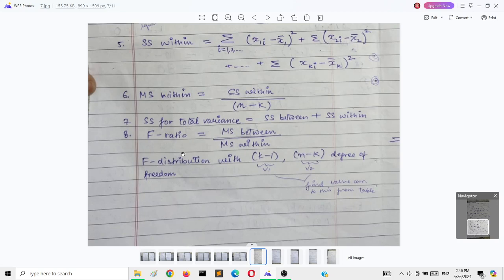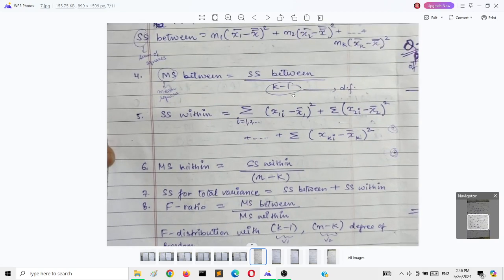Now we have the F distribution with k minus 1. So what is the degree of freedom? We also need to calculate the critical value, right? So we'll calculate the critical value with the k minus 1. So you will have two values here, right? In the earlier terms, you used to have only a single value for the degree of freedom, but now you will have two things for the degree of freedom.